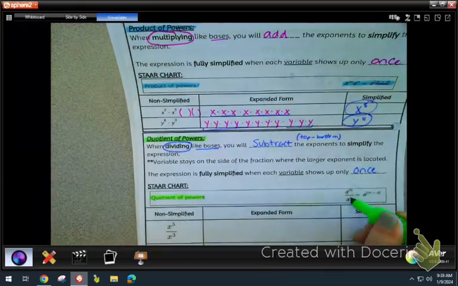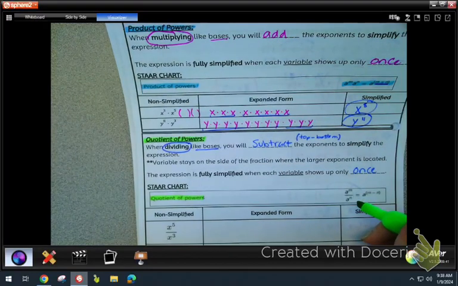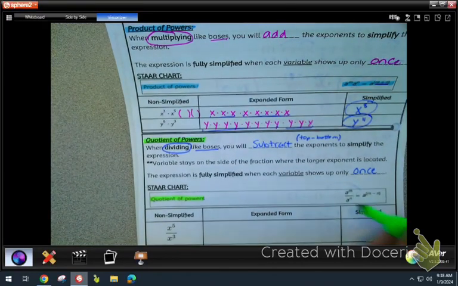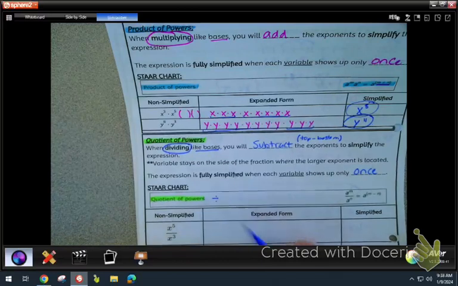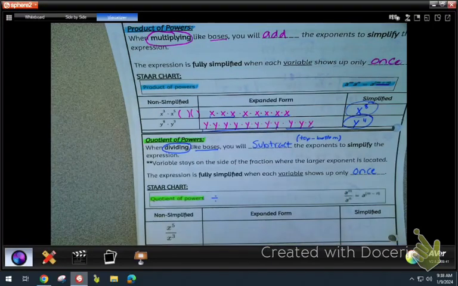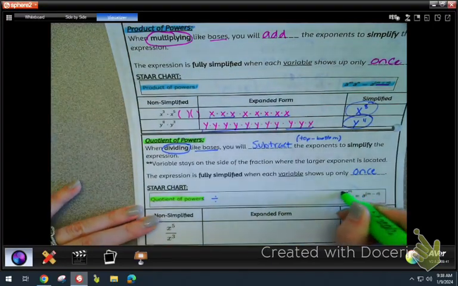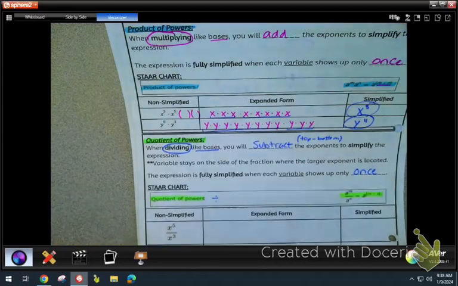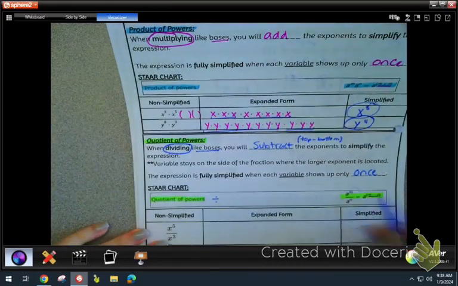Quotient rule, they're typically going to be set up like a fraction. Okay? It's very rare that they actually use that division sign anymore. I've seen it, but it's usually pretty rare. So you'll know that you're dividing when you have a fraction like this. And then the rule says that you subtract. So you can see right there it says m minus n.